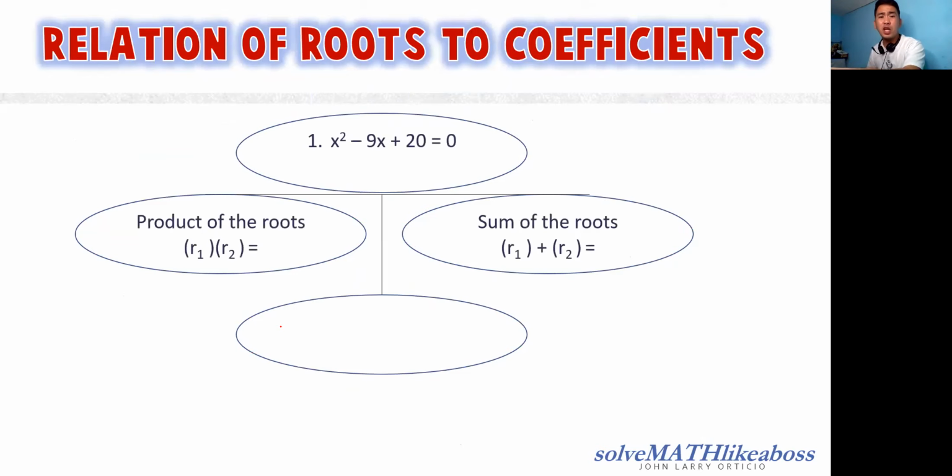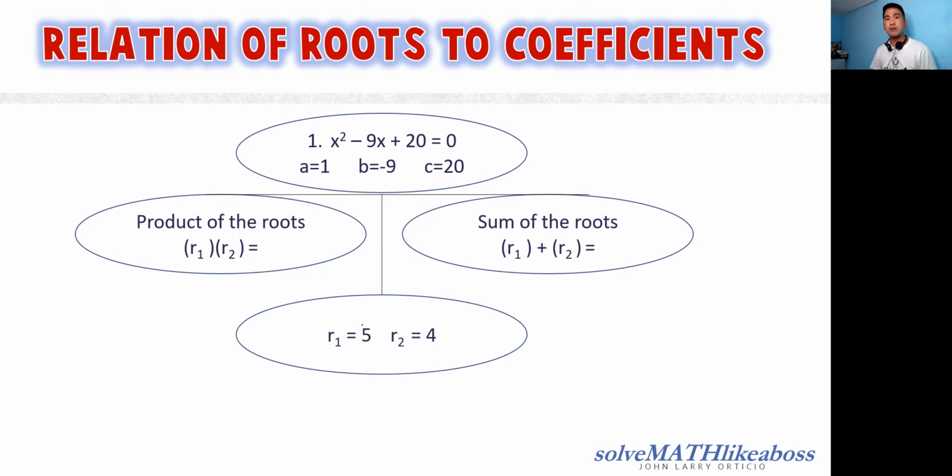I want you to observe this. So, I have here a quadratic equation, x squared minus 9x plus 20. And then, I'm going to give you the roots. And they are 5 and 4. Kung isosolve mo, yan yung magiging roots niyan. Now, i-identify natin yung relation ng sum and product doon sa coefficients natin na 1, negative 9, and 20 as the values or the coefficients or yung values ng A, B, and C.